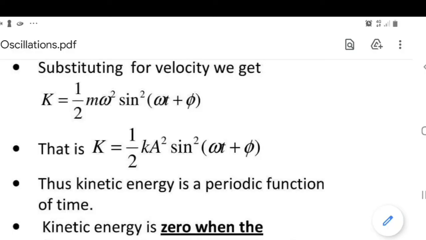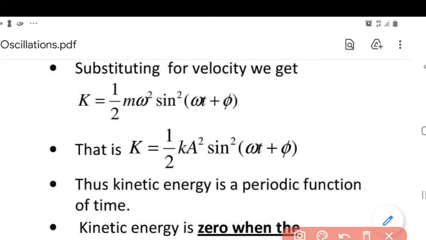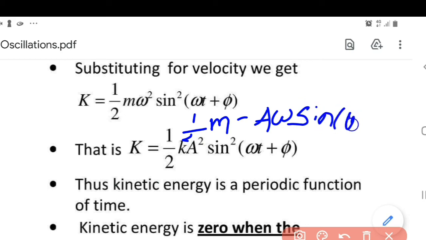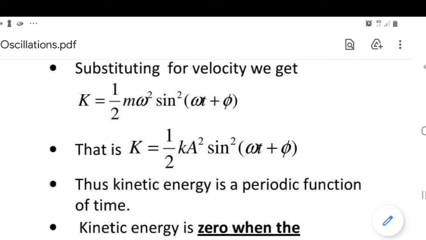So substituting for v, we have the kinetic energy expression as half m into minus A omega sin(omega t plus phi) the whole square. When we expand it, when you square it, that negative sign will be lost, and we have half m A square omega square sin square(omega t plus phi). That is the expression. In the equation given here, A square is missing, so we can multiply it with A square.